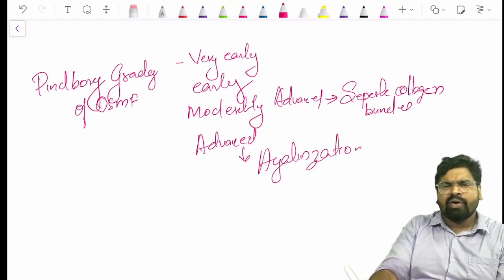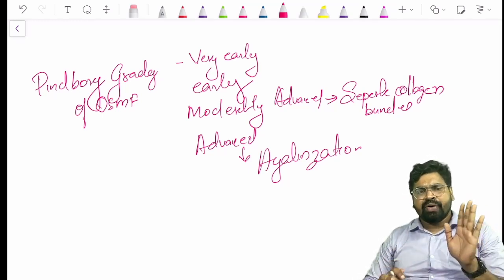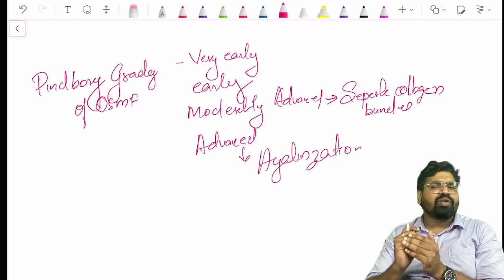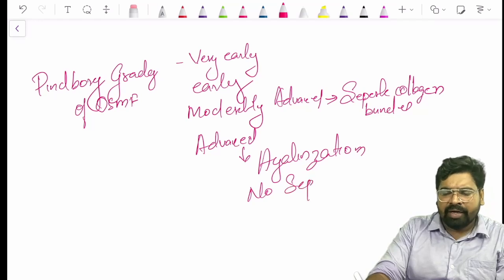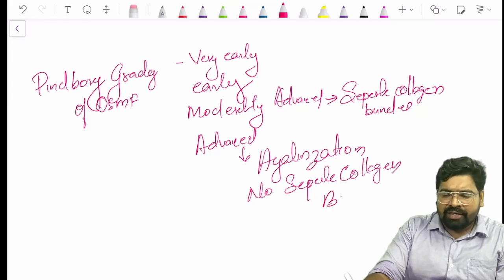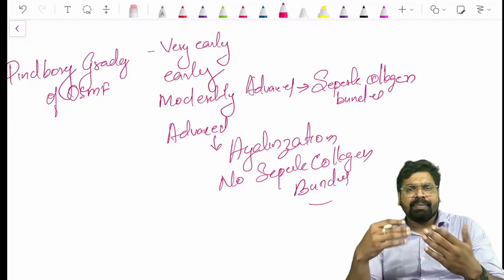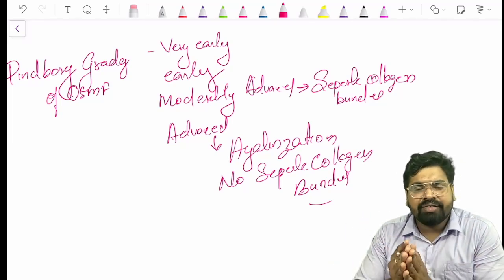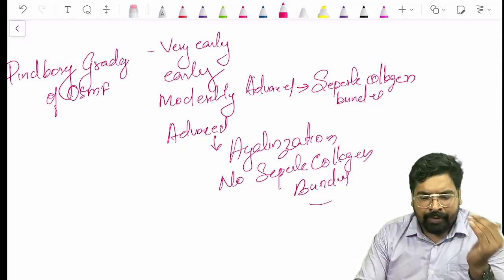Hyalinization means all the collagen bundles have joined together and are now completely fused. You cannot see any separation between the collagen bundles. Hyalinization is seen, and there are no separate collagen bundles. So this was one question in your INI-CET. Separate collagen bundles can be seen in the moderately advanced stage. This is about your oral submucous fibrosis.